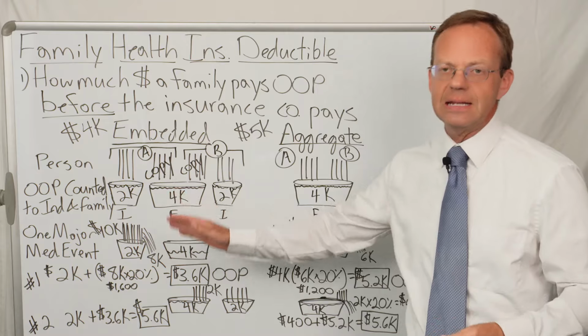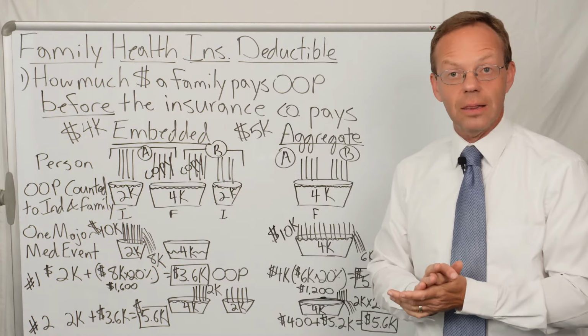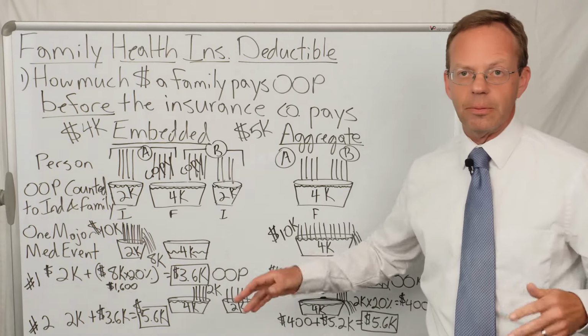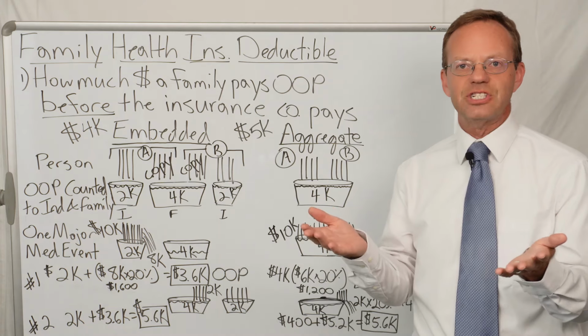So the embedded deductible is less out of pocket when you have one person with a lot of medical expenses, but when you have multiple people, then oftentimes it works out the same. And that's what I wanted to share with you today.